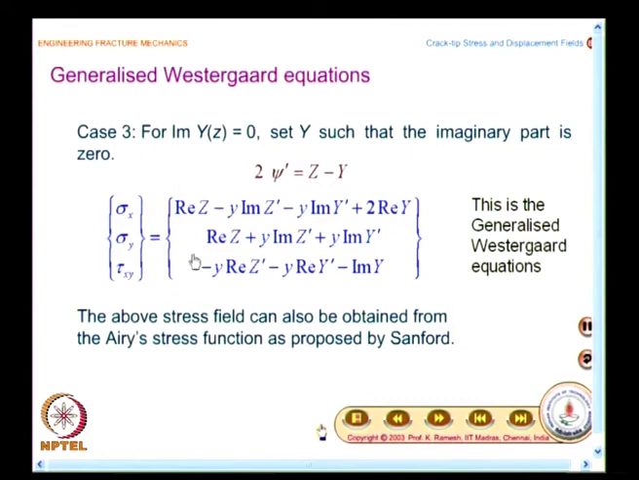and sigma y is given as real part of Z plus y imaginary part of Z prime, y imaginary part of Y prime. This is an additional term in comparison to the Westergaard solution. And finally, you get tau xy equal to minus y real part of Z prime. Then you have 2 additional terms, minus y real part of Y prime minus imaginary part of Y.